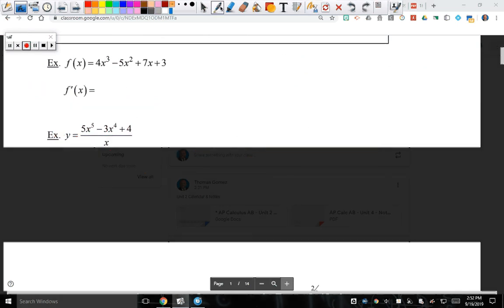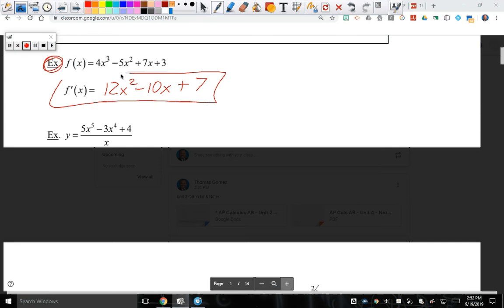Okay? So I have f of x is equal to 4x cubed minus 5x squared plus 7x plus 3. Any suggestions, guys? What would I have? 12x squared minus 10x plus what? 7. Plus 7.